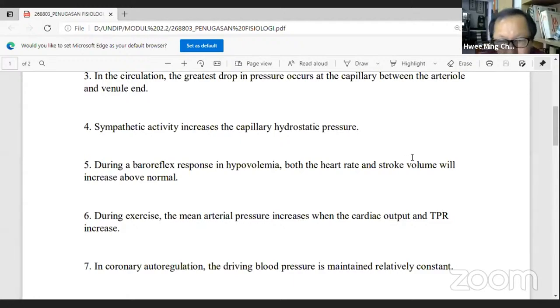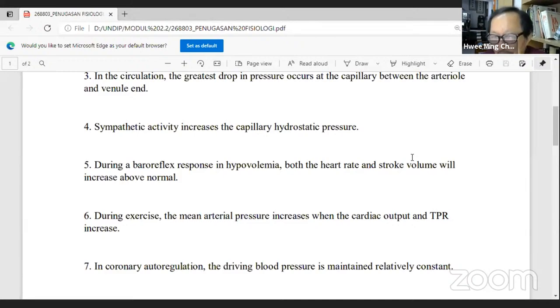Thank you, Widya. Your explanation of the baroreflex mechanism is good and accurate. Now, if I ask you to focus on the last two words, it says above normal. So the question is, will the heart rate increase above normal? And will the stroke volume increase above normal? Your explanation does tell us that it will increase. So the question is, do you think the increase in heart rate will be above normal? And do you think the baroreflex will make the stroke volume become greater than normal?